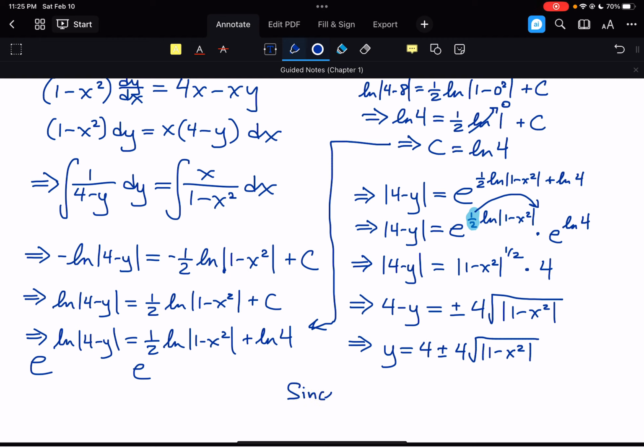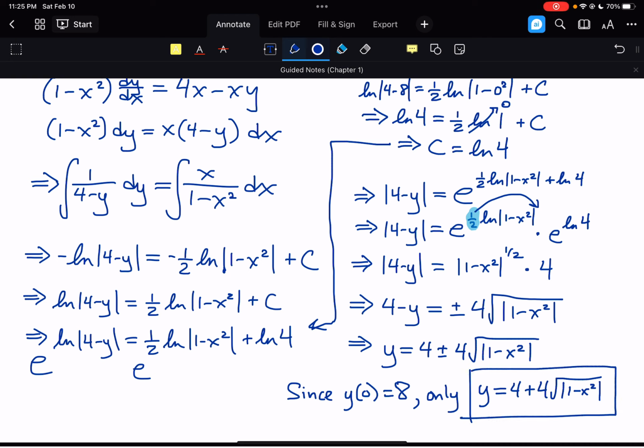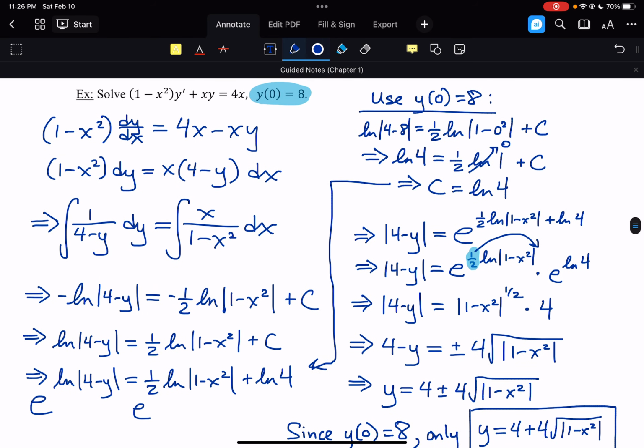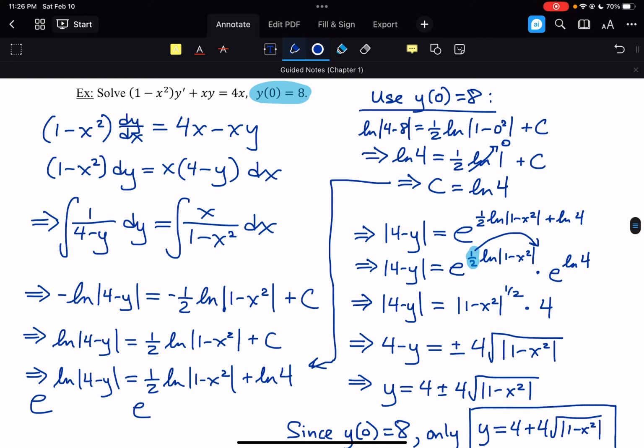So since y of 0 equals 8, the only solution is y equals 4 plus 4 times the square root of absolute value of 1 minus x squared. So we have here our particular solution for this differential equation found using this method of separable differential equations.